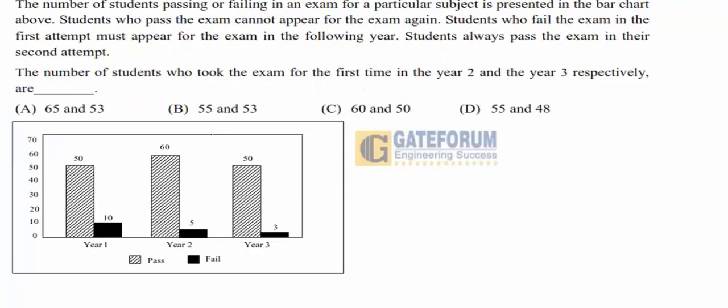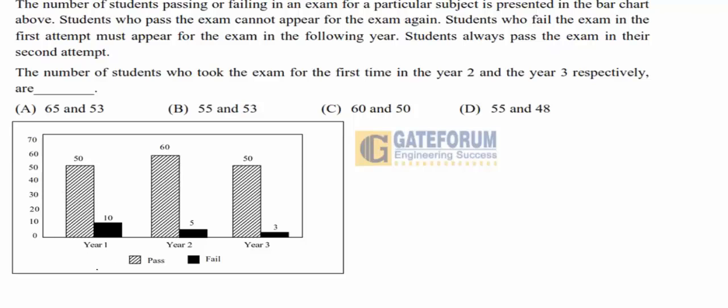The number of students passing or failing in an exam for a particular subject is presented in the bar chart below. It's written above here, it should be below. Students who pass the exam cannot appear for the exam again. Students who failed the exam in their first attempt must appear for the exam in the following year. Students always pass the exam in the second attempt. The number of students who took the exam for the first time in year 2 and year 3 respectively are what? So let us investigate.